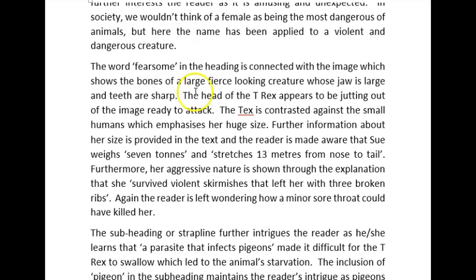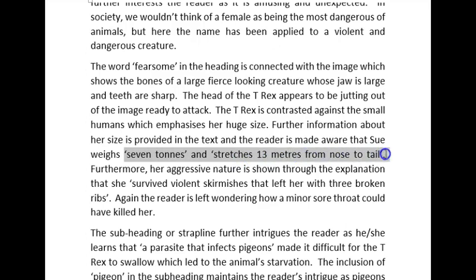The T-Rex, I need to change that. T-Rex is contrasted against the small humans, which emphasize her huge size. Further information about her size is provided in the text, so we've got the image linked to the text. And the reader is made aware that Sue weighs 7 tons and stretches 13 meters from nose to tail. Notice that we have quotes from the text embedded in the write-up.